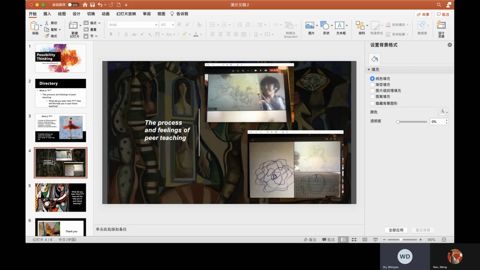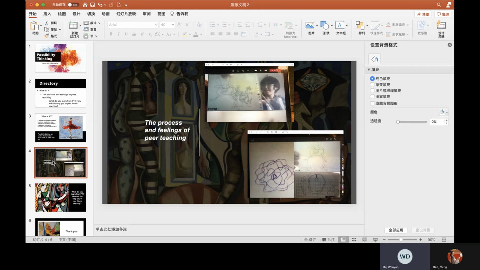Okay, the process and feelings of peer teaching. So, do you feel good in your peer teaching? Yeah, I'm very happy to be able to do this peer teaching with our classmates. And how about you? I also think that my course is very interesting. Okay, and I will share my experience first. In this peer teaching, I found something that can be improved.